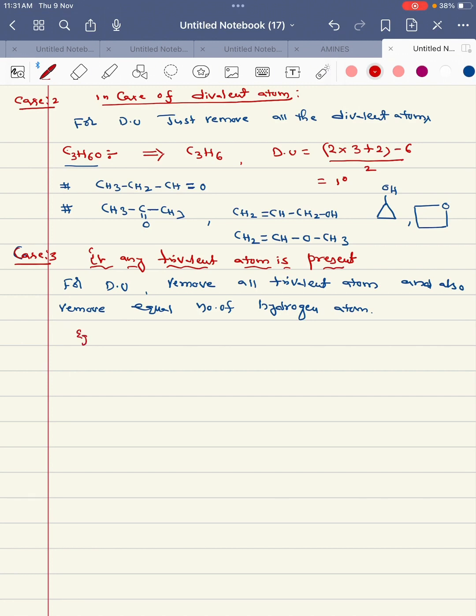We will see one example. It is C6H7N, where nitrogen is the trivalent atom. So remove all the trivalent atoms and remove an equal number of hydrogen atoms also. One nitrogen is there, so I am going to remove one hydrogen atom also. So I got C6H6. Find out the DU in this compound. It is benzene. What is the benzene DU? One ring plus how many pi bonds? 3 pi bonds. What is the answer? This is 4 degrees we got.